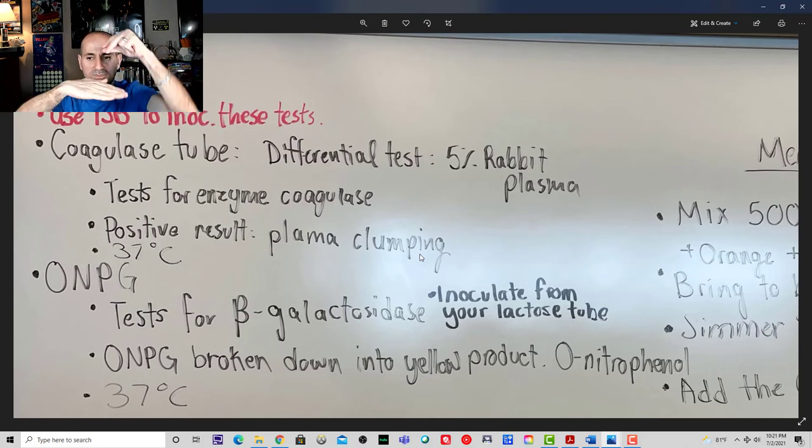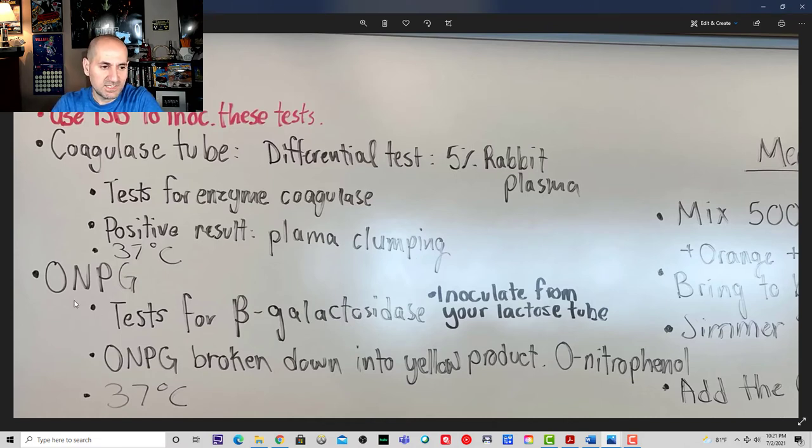If the rabbit plasma is moving around like water inside of the tube, then that's indicative of a negative coagulase result. However, if it has a lumpiness to it, almost like mucus or mucosal consistency in there, that's positive for coagulase, positive for coagulase if there's clumping.